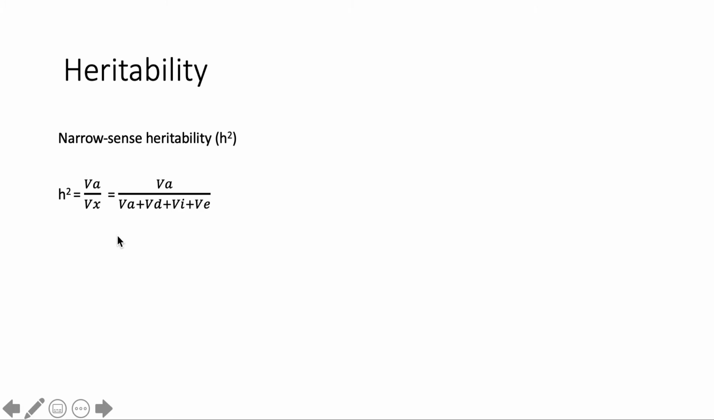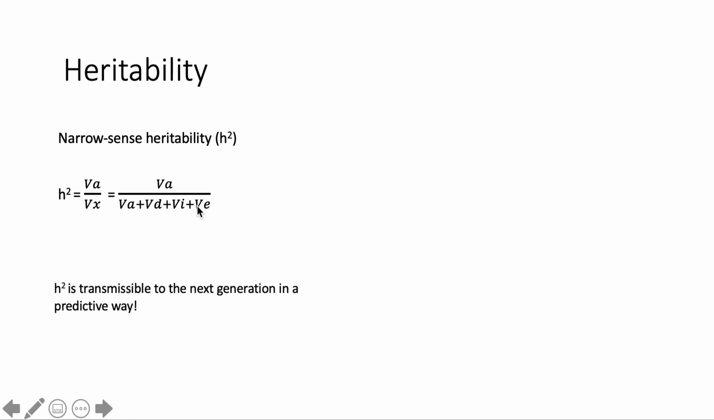That is why in breeding it is most interesting to talk about the narrow sense heritability, which just takes into account the additive variance, and we divide that by the phenotypic variance. Remember that the phenotypic variance is the genetic variance plus the environmental variance. So here the phenotypic variance includes the additive, dominance, epistasis, and environmental variances.